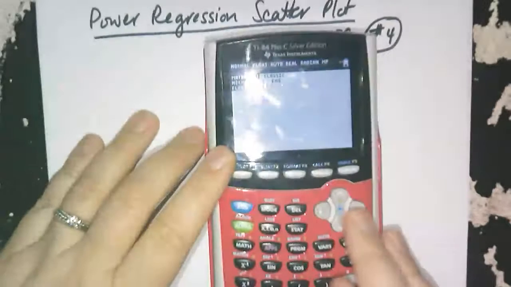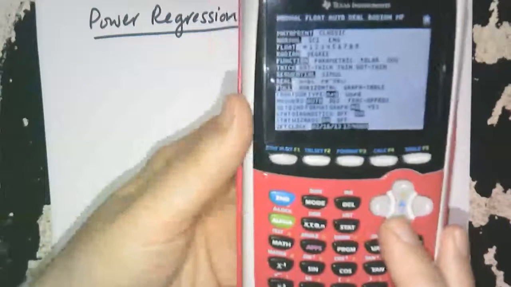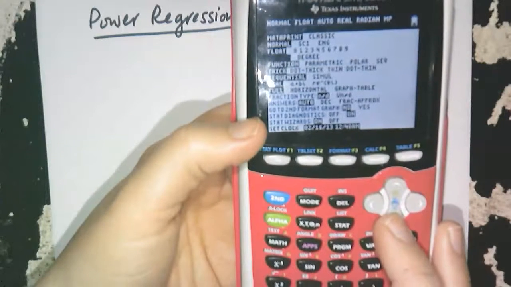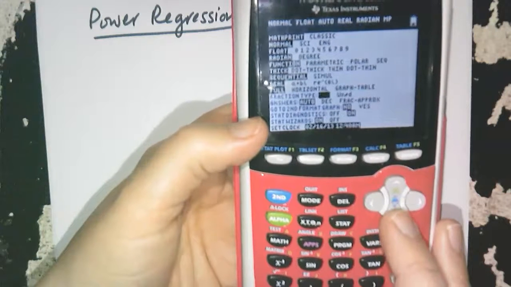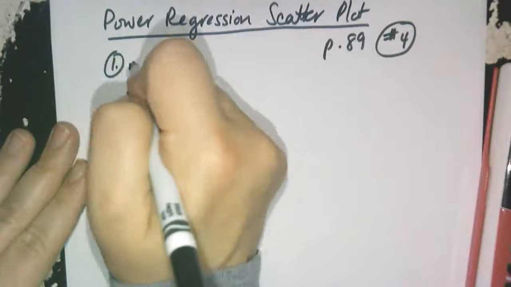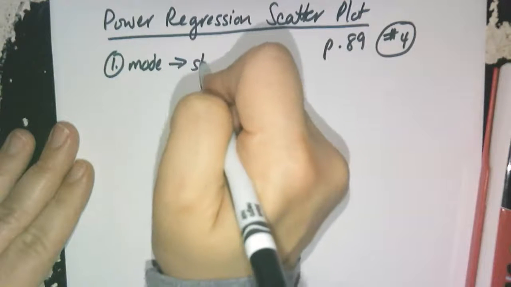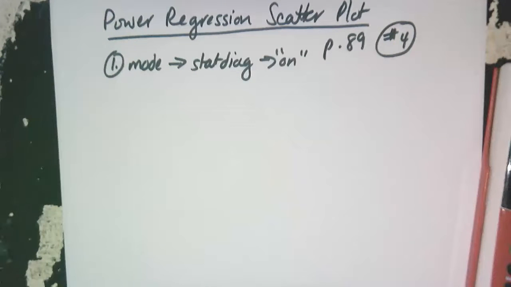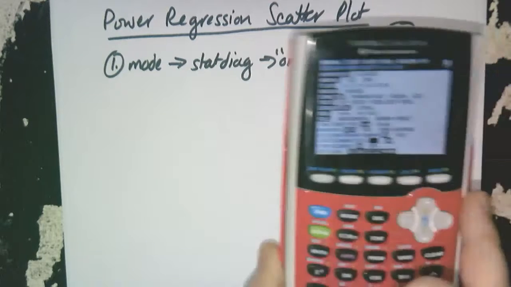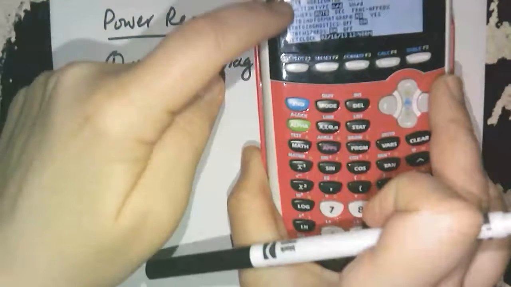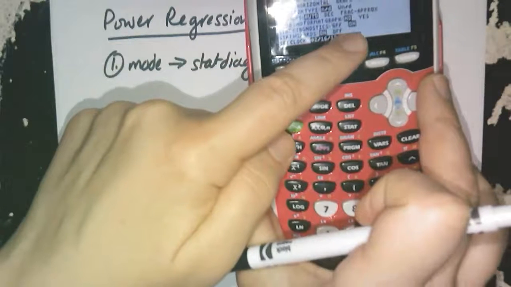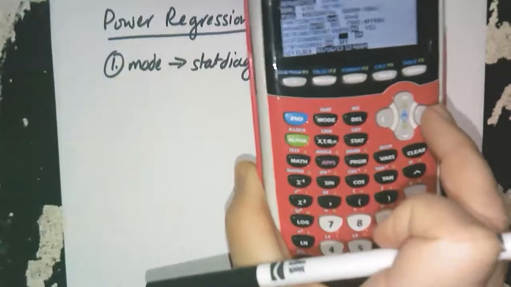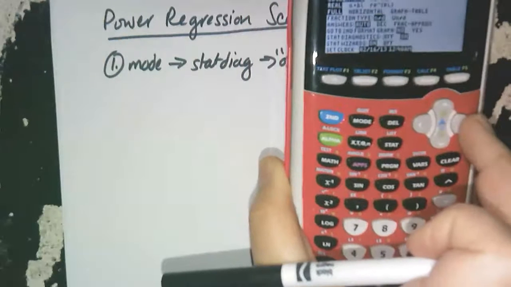I need you to go to mode and then go down. I know it's hard to see. Go down to where it says stat diagnostics and make sure it's turned on. Is your stat diagnostics turned on? If it's not, turn it on. I'll write that down for you: Mode, stat diagnostics on. Mode, and then go down where it says Stat Diagnostics. Right now mine is on. You would arrow over and hit enter. Okay, that will be important for what you're doing for homework tonight.